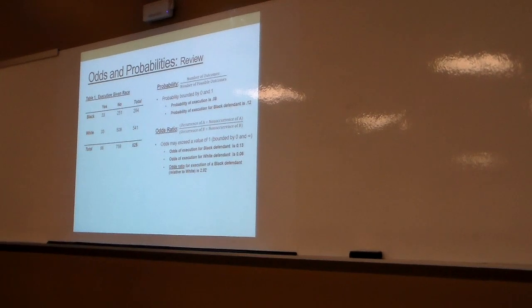What starts to get a little bit more confusing is when we start talking about odds. Odds are different. If we're talking about an odds ratio, we're looking at the ratio of an occurrence to a non-occurrence of some type of thing. So an odds is going to be occurrence over non-occurrence. Odds ratio is occurrence over non-occurrence for one group, occurrence over non-occurrence for another group.